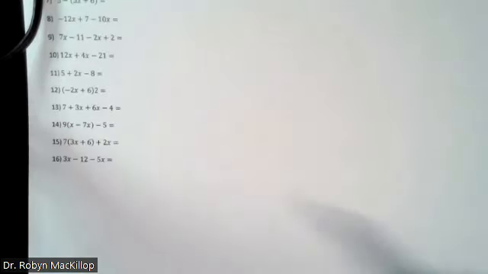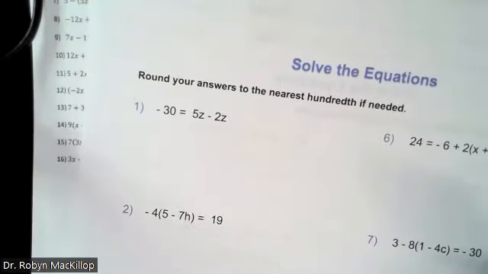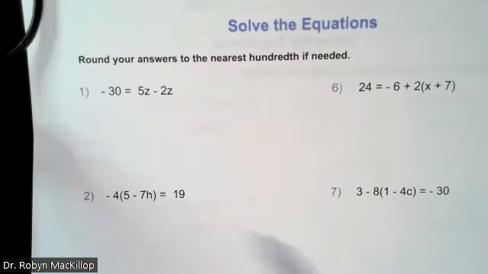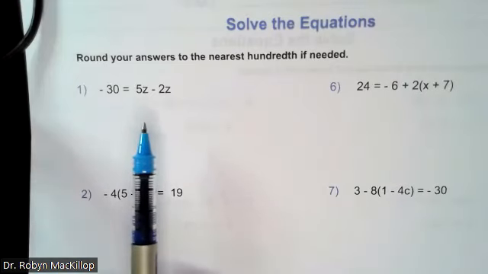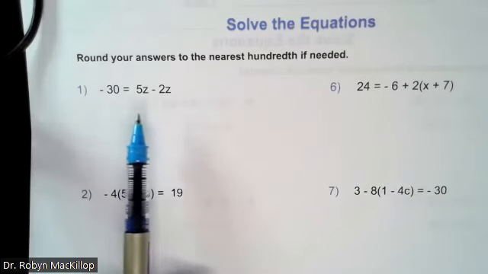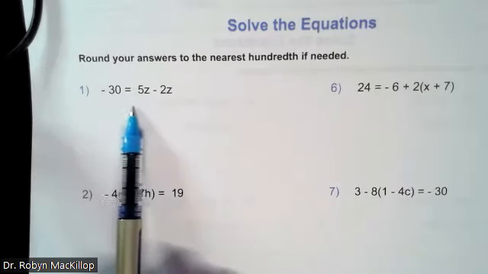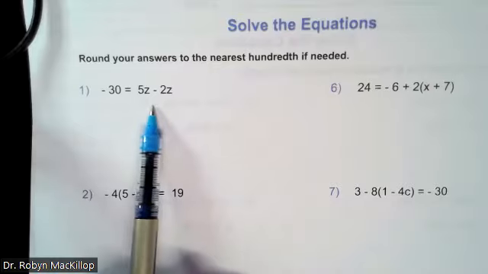Now this one will do. These are the same exact thing. They've just gotten a little bit longer. And if this is new to you, do not panic, because next Monday we'll go over these things anyway. But when you're looking at this one, negative 30 equals 5z minus 2z.